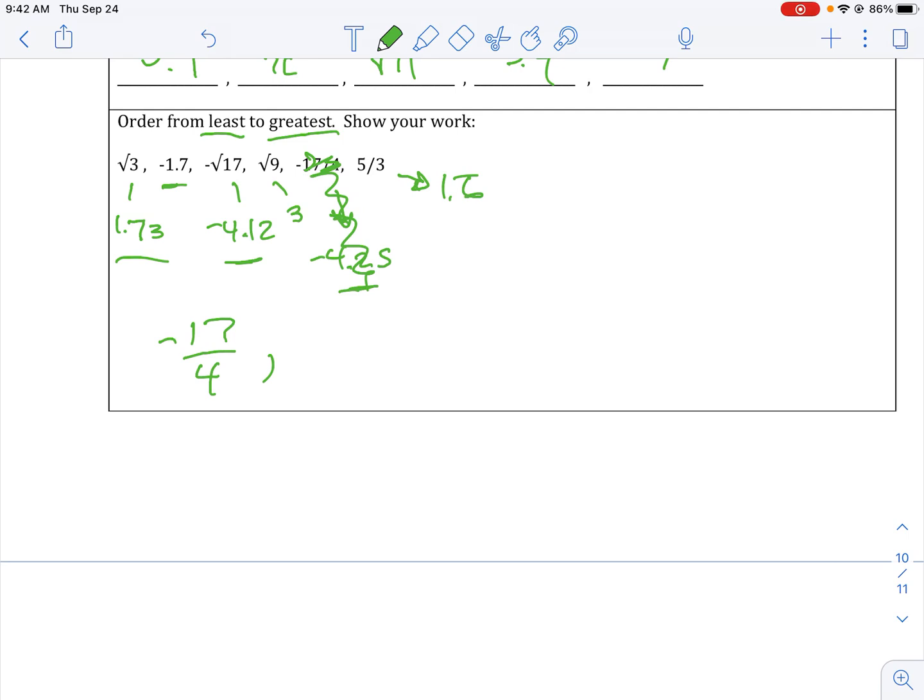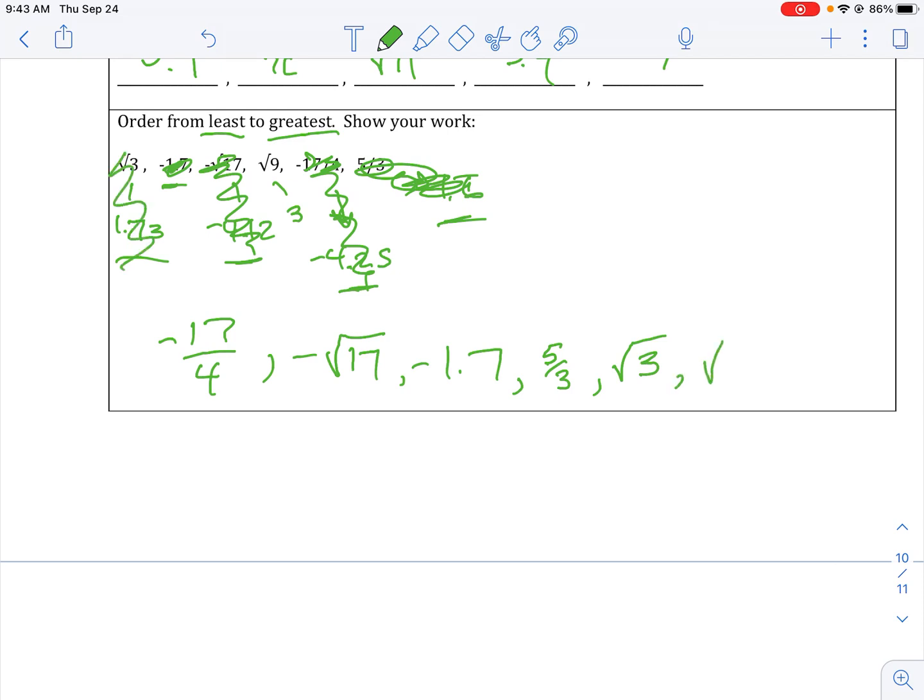Next, I have negative 4.12 is going to be smaller than negative 1.73. So the negative 1 times the square root of 17. And then I have my last negative number, which is right there. Now the rest are all positive, so I don't have to worry about going opposite. 1.6 is smaller than 1.7, so I have 5/3. 1.7 is smaller than 3, so I have the square root of 3. And then 3 is my largest number, so I have the square root of 9.